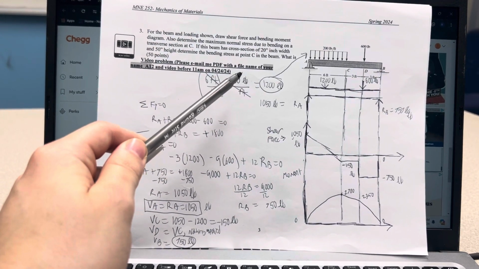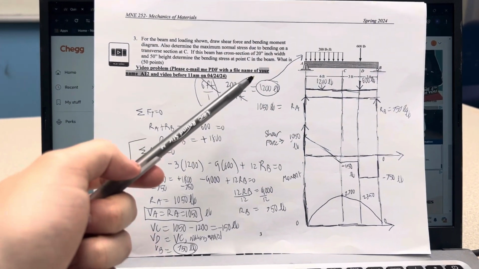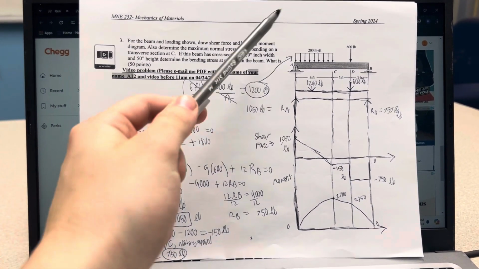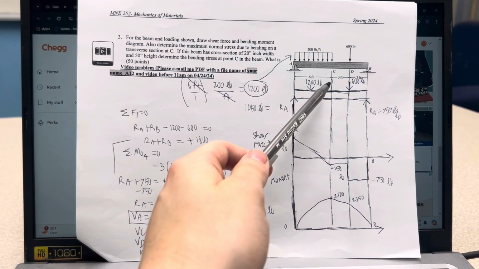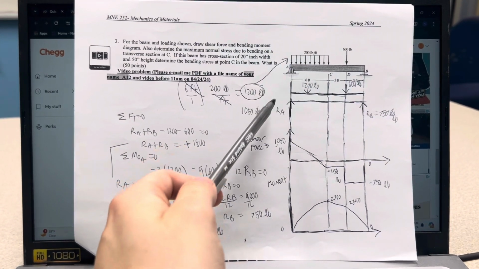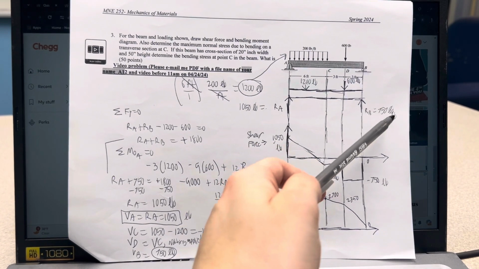Now that I know this, I can plot my free body diagram to get this whole thing started. So I have 1,200 pounds right in the center there, 600 pounds where it already is, and then I apply an RA right here and then an RB right here.